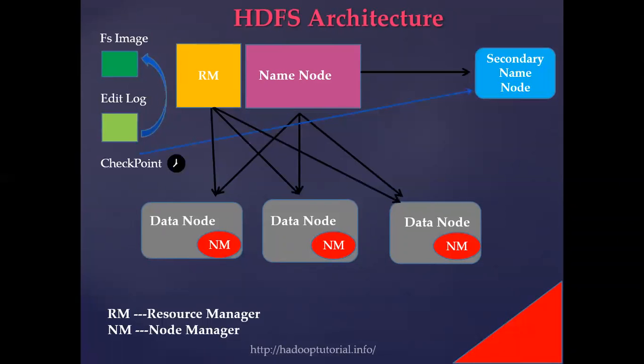And this is the HDFS architecture, right? So apart from HDFS and MapReduce, when I say HDFS, I will only consider the name node, data nodes and secondary name node. And when I talk about the MapReduce architecture, I will use the keywords resource manager and node manager.